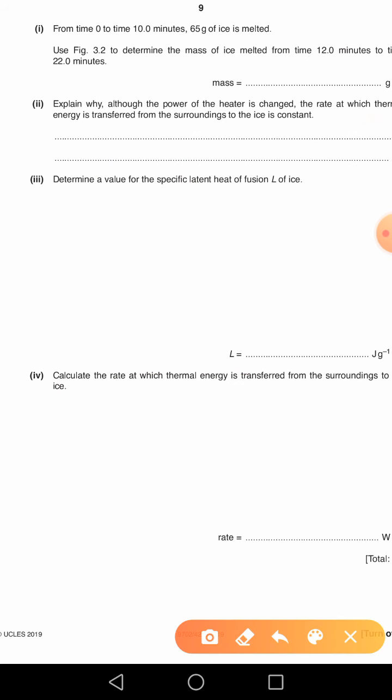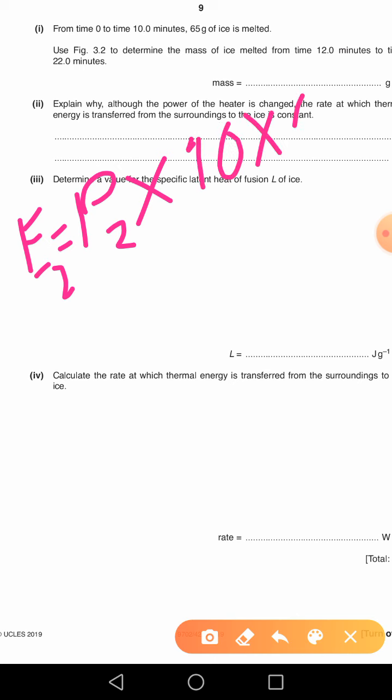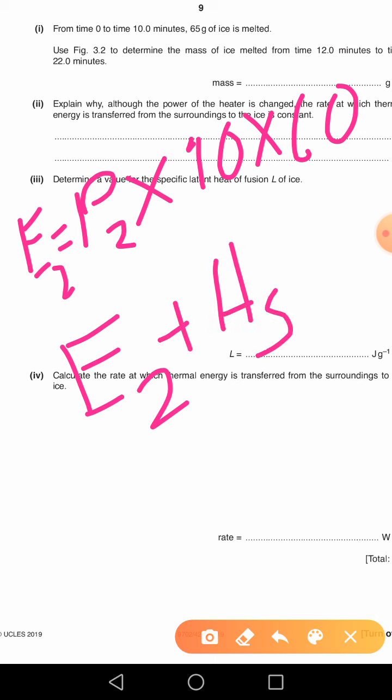Okay. Now in the next 10 minutes, let the power of the heater be P2. And therefore the energy supplied by the heater in the next 10 minutes is P into 10 into 60. The amount of water that has melted is the result of the heat energy E2 from the heater and the heat supplied from the surroundings in 10 minutes.